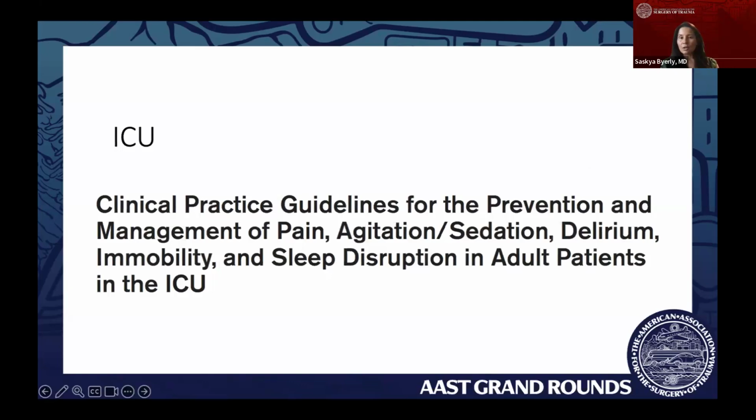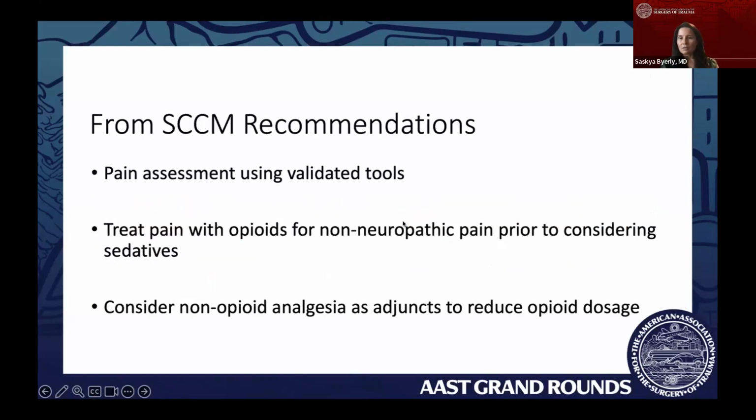So our ICU protocol pretty much comes just from the SCCM 2018 guidelines, which is this clinical practice guideline they had. And two of my partners, Emily Leonard and Dina Filiberto, are really the ones that put together our protocol. The main thoughts from the SCCM recommendations that are reflected within our protocol is just that you want to manage pain or assess pain using validated tools. You want to treat pain with opioids for non-neuropathic pain prior to considering sedatives, and to consider non-opioid analgesia as adjuncts to reduce opioid dosage.